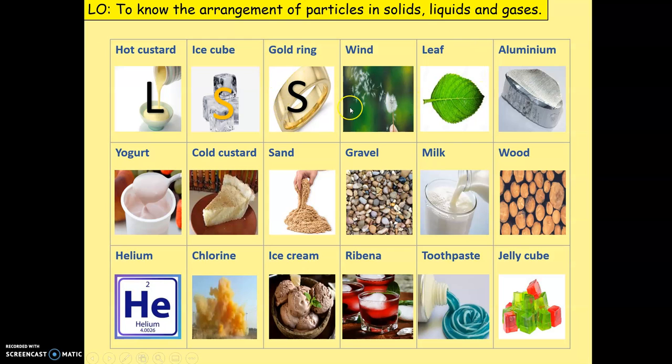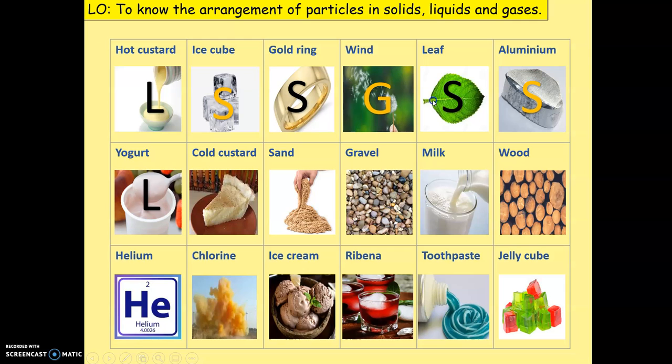Okay? So what about the wind? Can you hold the wind? Can you feel the wind? You can feel the wind, but can you hold it? Can the wind take the shape of the bowl? It's a gas. Okay? What about the leaf? Tell me, quicker. We need to go quickly. Yes, it's a solid. Aluminium is solid.